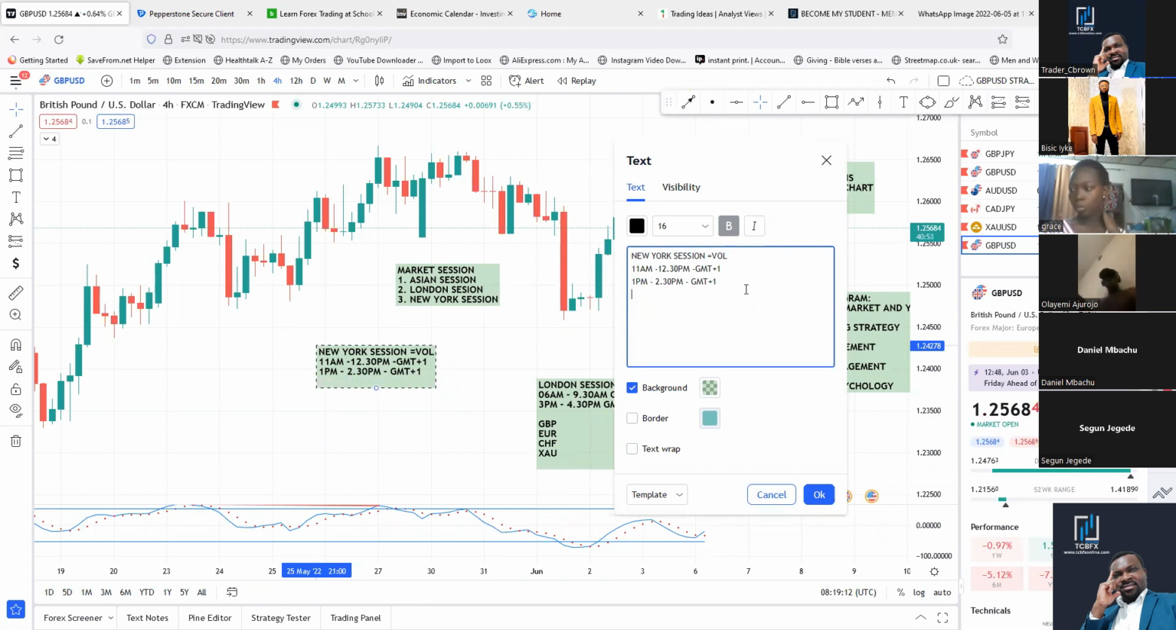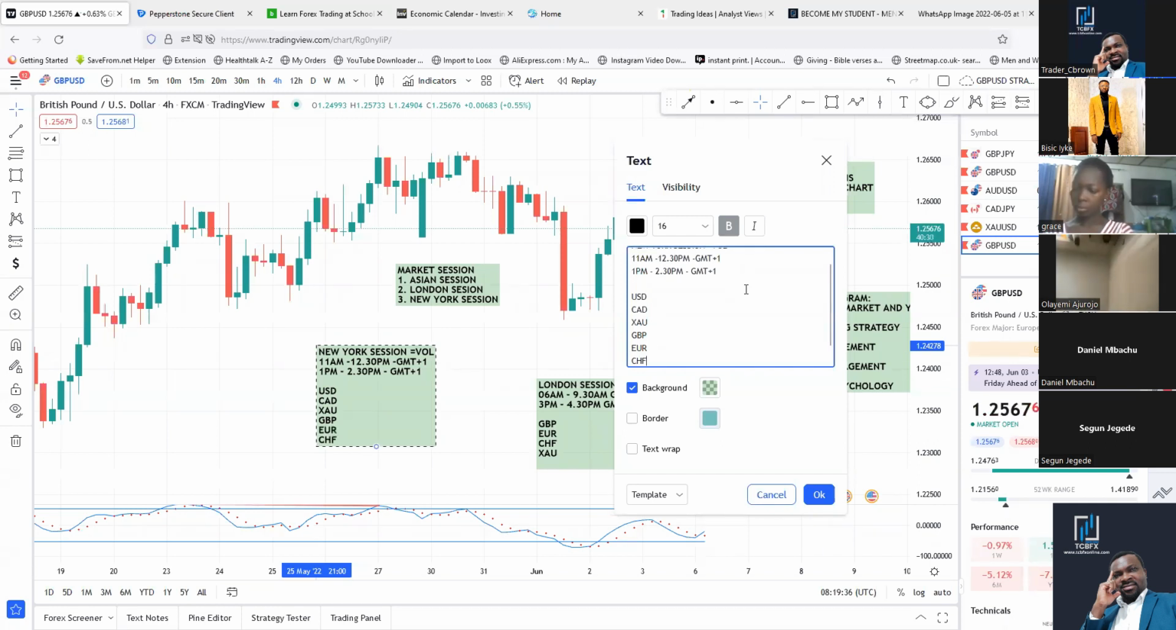Okay. Now, what are the currency pairs you want to look at in this New York section? USD currency pairs. CAD, Canadian dollars. Gold. Gold is the chief there. Then GBP comes in later. Then you have the EU comes in, and then you have the check.